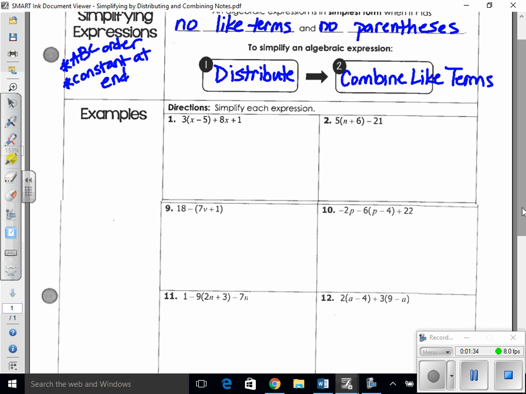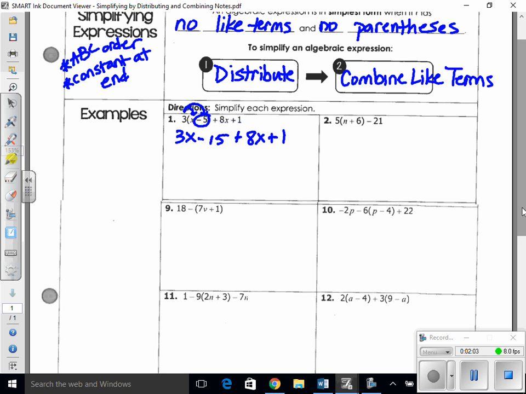So for number one, the number you are distributing is always going to be right in front of the parentheses. So in this case, we're distributing a positive 3. So 3 times x is going to give you 3x. This is a negative 5, so that's 3 times negative 5, which makes minus 15. And then bring down the plus 8x and the plus 1. Once your parentheses are gone, that means your distributing is done. So then the second thing you're going to have to do is combine like terms.